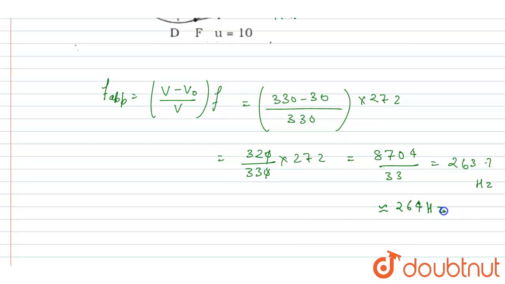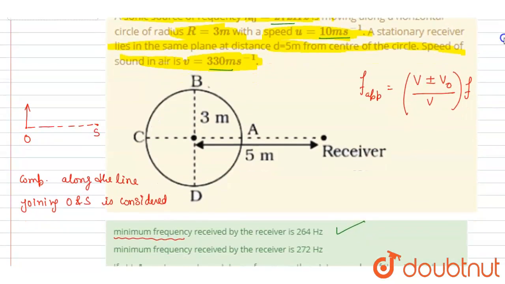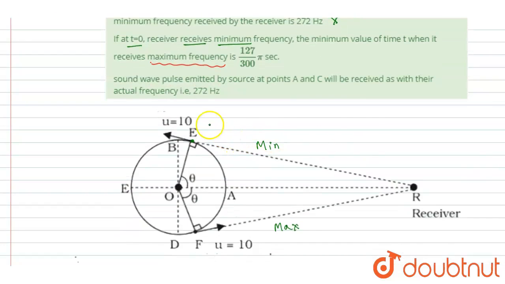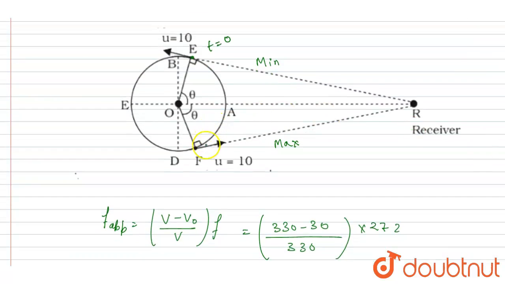And this will be the minimum frequency, because here it is directed directly away from the source, right? So option A is the correct one, 264. And at t goes to 0, the receiver receives the minimum frequency. So it means that at t goes to 0, the observer is here and the source is here. Now we have to find out the value of time when it receives the maximum frequency. You can see it will receive the maximum frequency here.